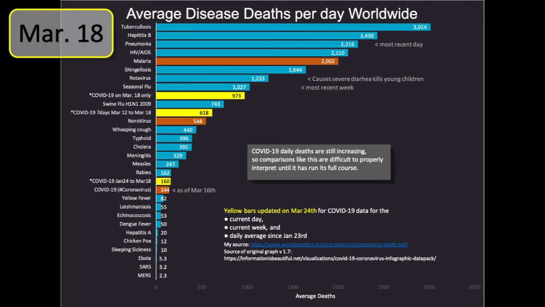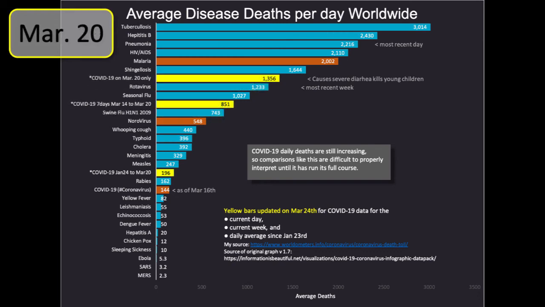Now, if this had been an apples to apples comparison, this graph wouldn't have changed much as we move forward each day. But as you can see here, it has changed. So it's important to notice that as this grows, it makes a difference. Now you'll notice the middle bar moved from below norovirus to above it. Now you'll notice on this day that both the bottom yellow bar and the top one both moved up a spot on the placements. On this one, both the daily and the weekly average moved up the graph again.